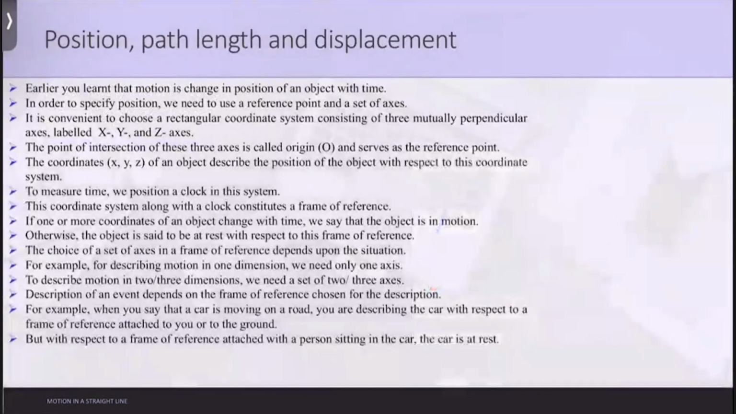So let's directly jump into the concepts only, then we can discuss forward. Okay.